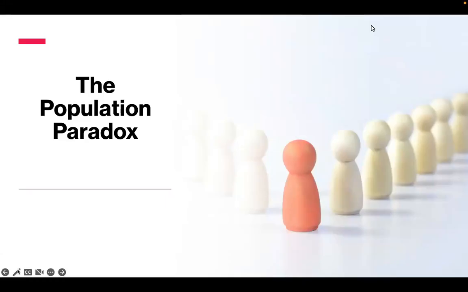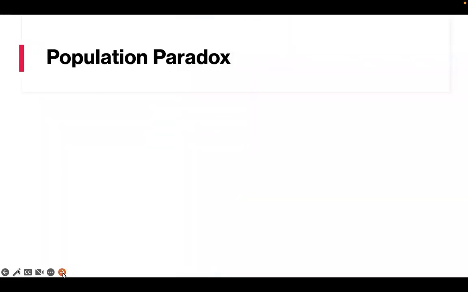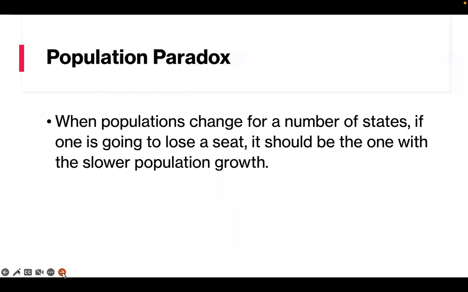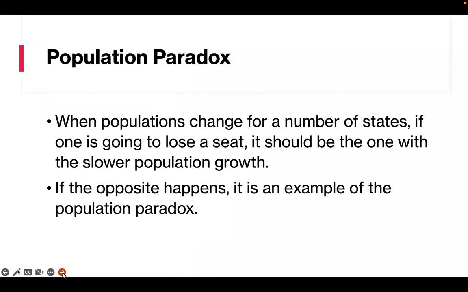The population paradox. Let's talk about apportionment. With the population paradox, it says that when populations change for a number of states, if one is going to lose a seat, it should be the one with the slower population growth. If the opposite happens, it's an example of the population paradox.